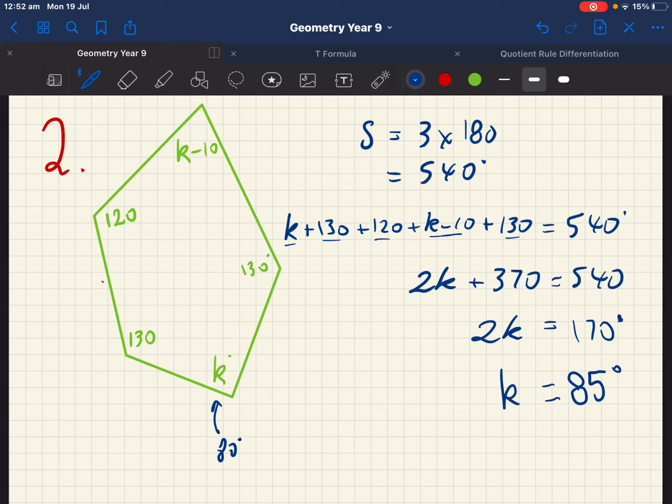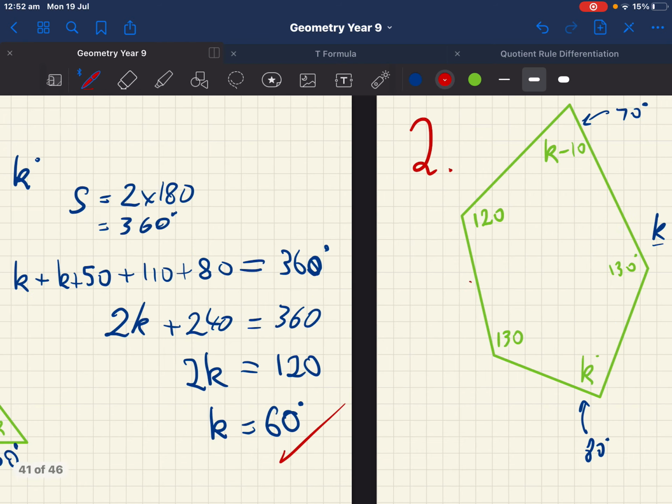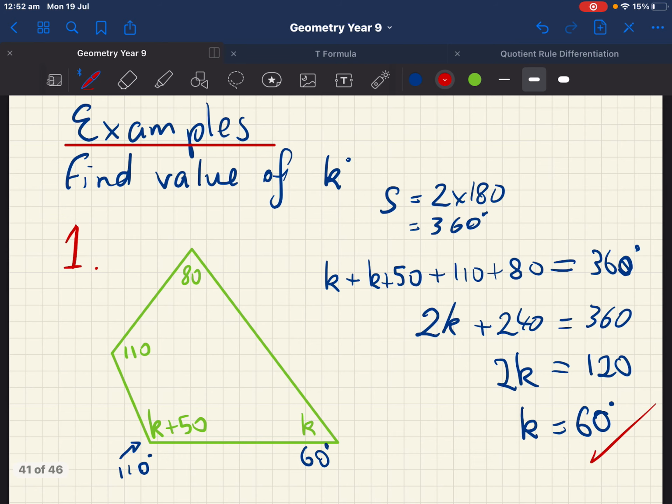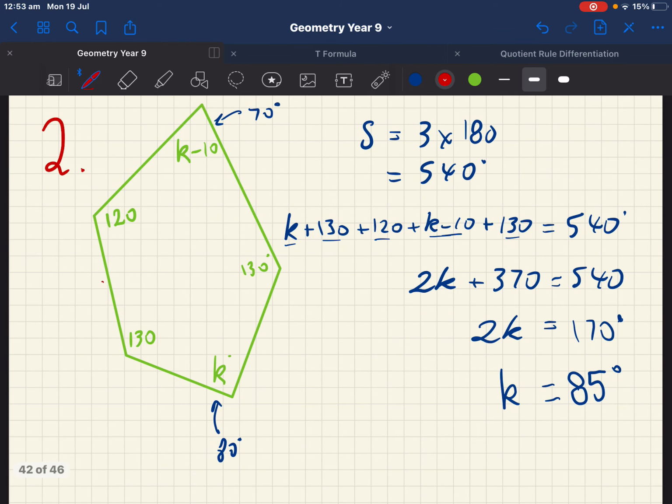This was an 80-degree angle, and this one up here ended up being 80 take away 10, a 70-degree angle. But again, just to reiterate, the question didn't actually ask us to find the value of all the missing angles. It just asked us to find the value of K. You would actually have full marks at this point.